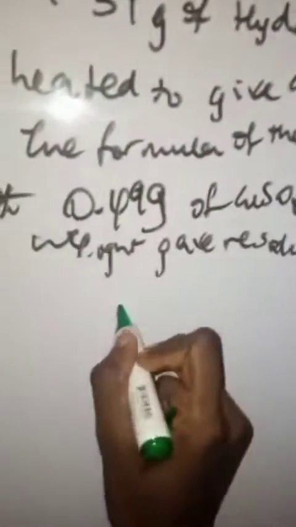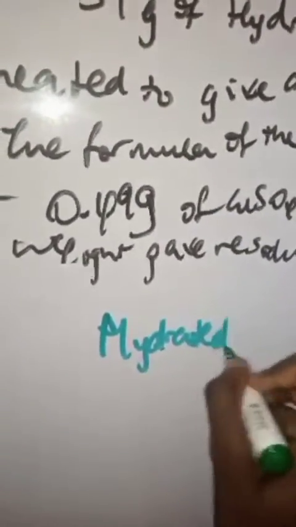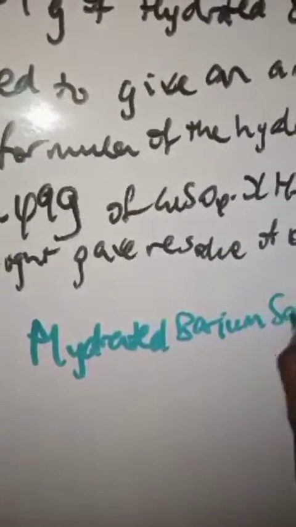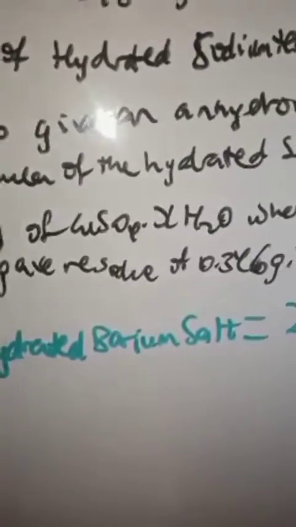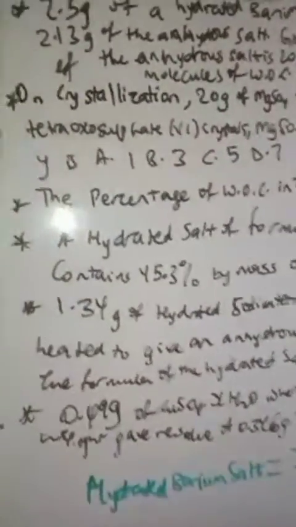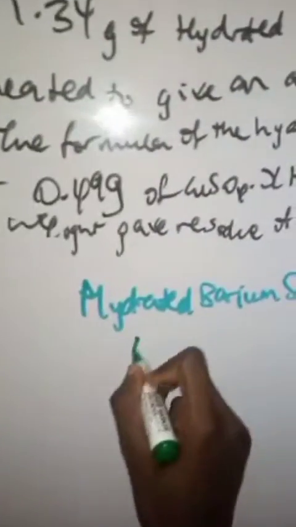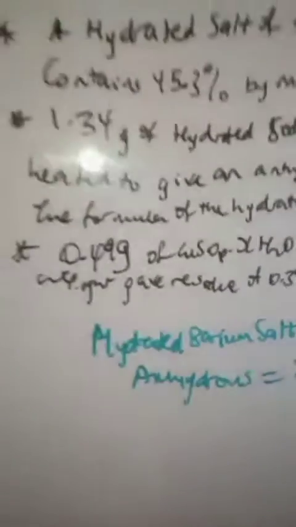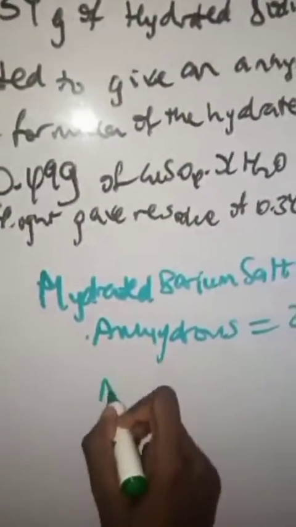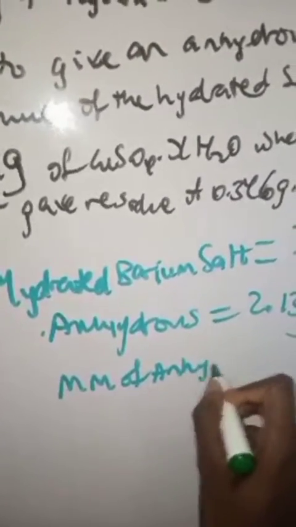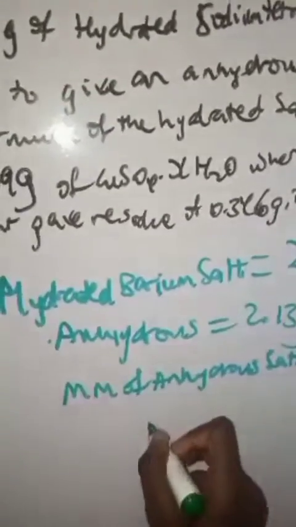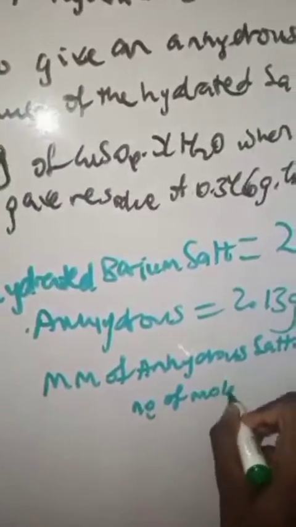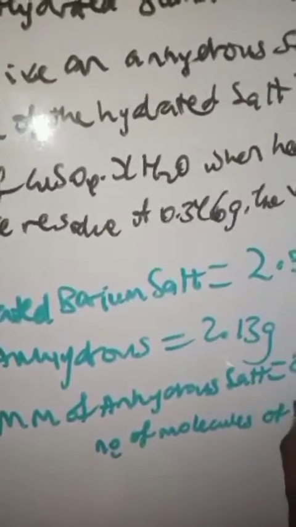2.5 gram of what? Hydrated barium salt. Hydrated barium salts is 2.5 gram. Yes, gave 2.13 gram of the anhydrous salts, the one without water, 2.13 gram. If the molar mass of anhydrous salts is 208, they said, what's the number of molecules of water of the barium salts.